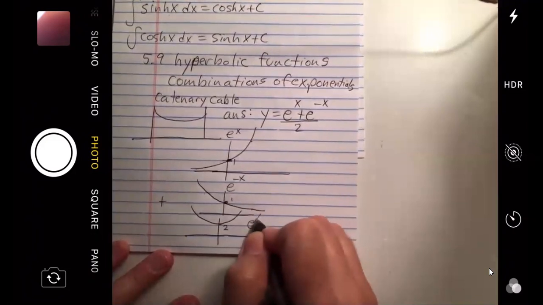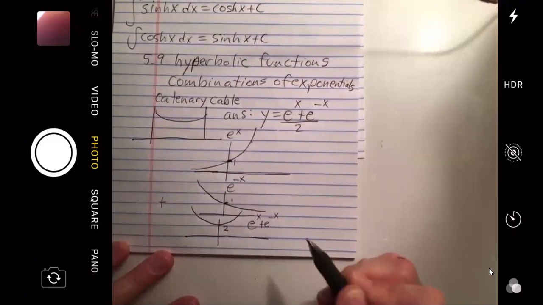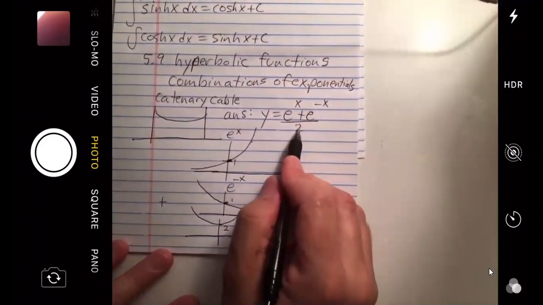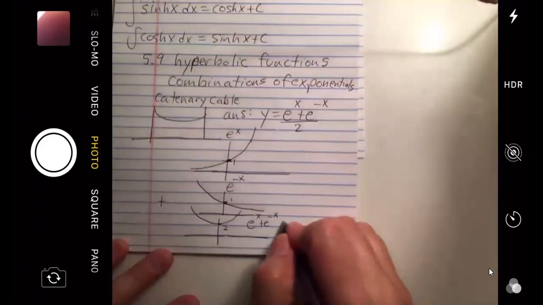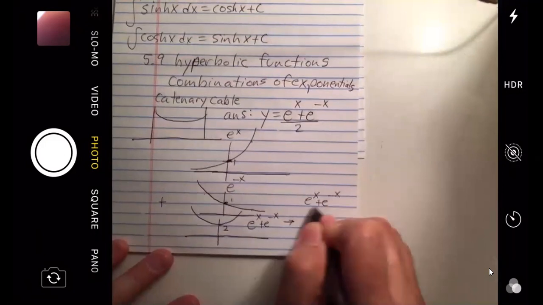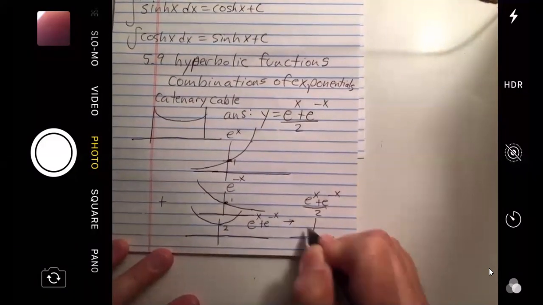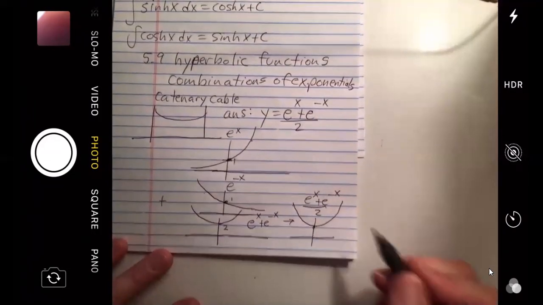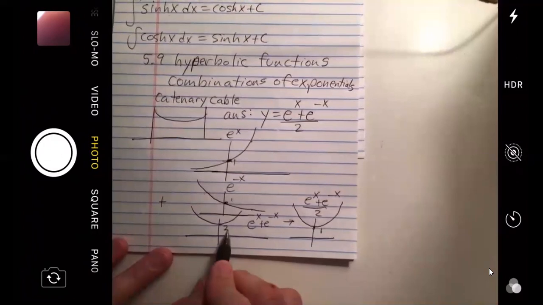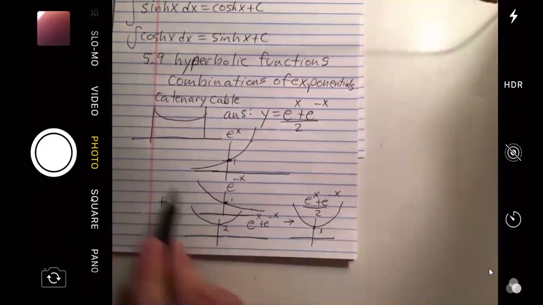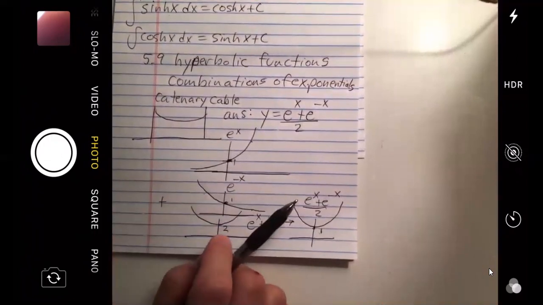This is e to the x plus e to the minus x. Since they want to bring that intercept back to 1, that's where the divide by 2 comes from. So e to the x plus e to the minus x divided by 2 is not a parabola, it just kind of resembles one. They bring the intercept back to 1, dividing by 2, 2 divided by 2. That's the only practical application that I am aware of in 5.9.